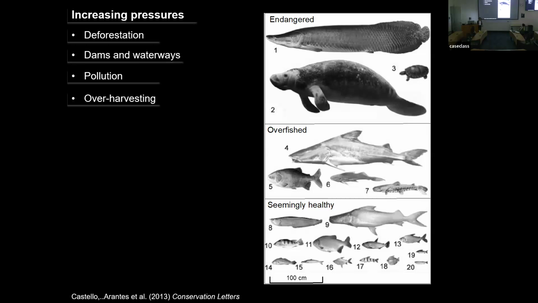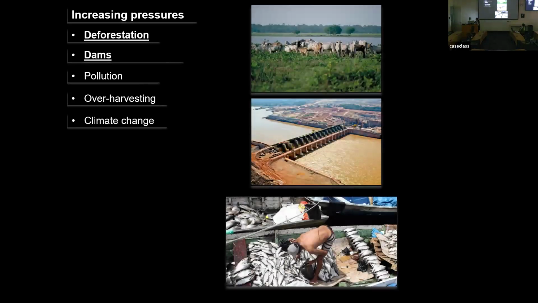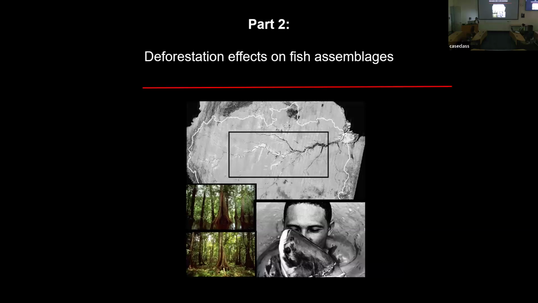And finally, overharvesting. So this figure shows the processes of overharvesting in the Amazon, a process called fishing down, with historical declines in the mean body size of the main harvested species from the top to the bottom due to overharvesting. So in my research, I've been trying to advance scientific knowledge associated with these conservation problems, in the hopes that I can also perhaps provide some suggestions of solutions. And today I'm going to focus specifically on the problems of deforestation and dams. And this is going to take us to the next part, deforestation effects on fish assemblages.